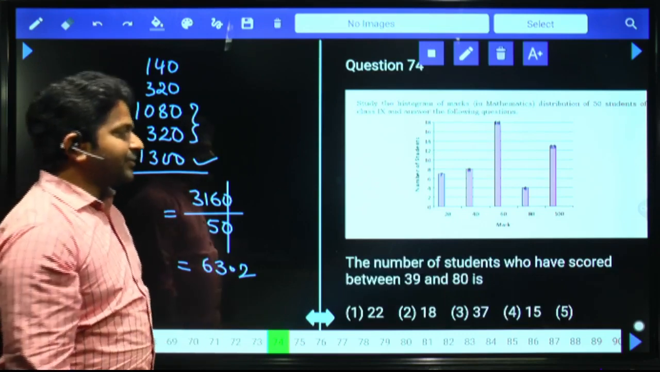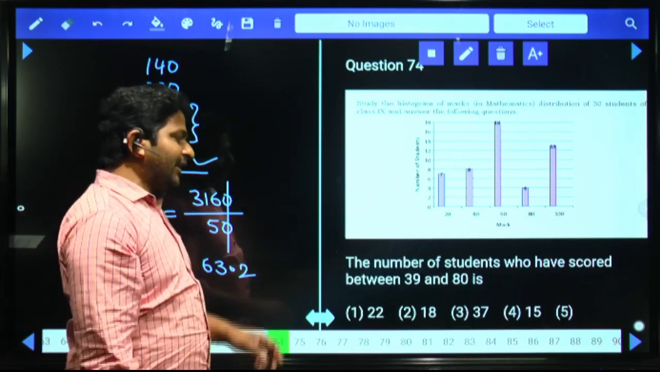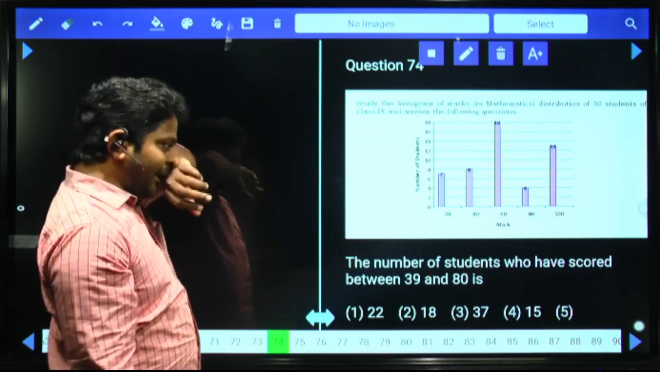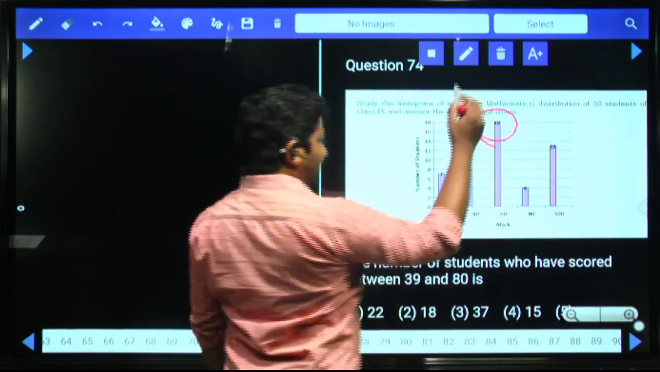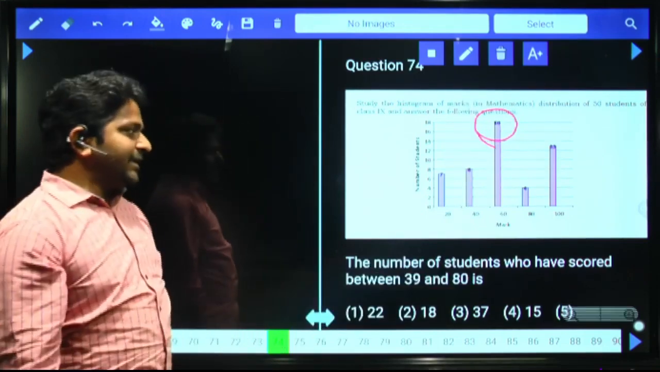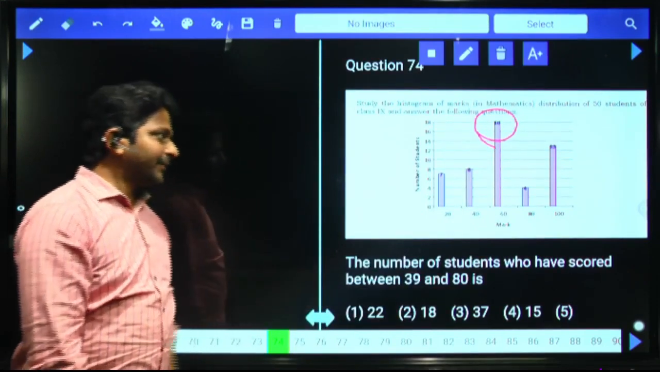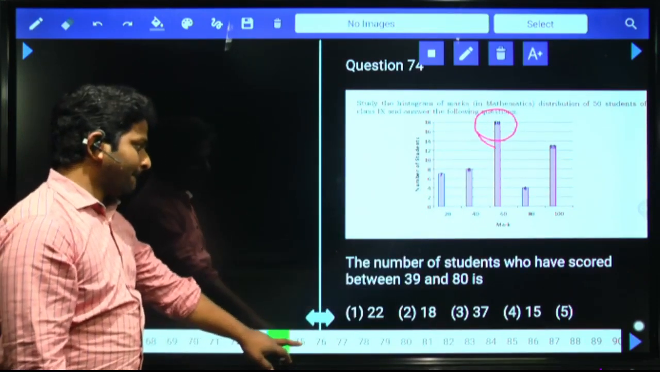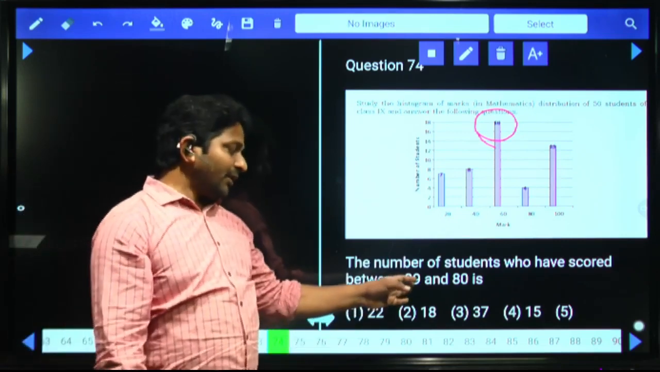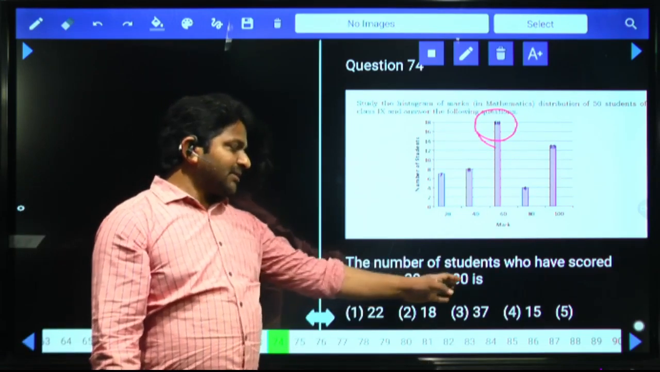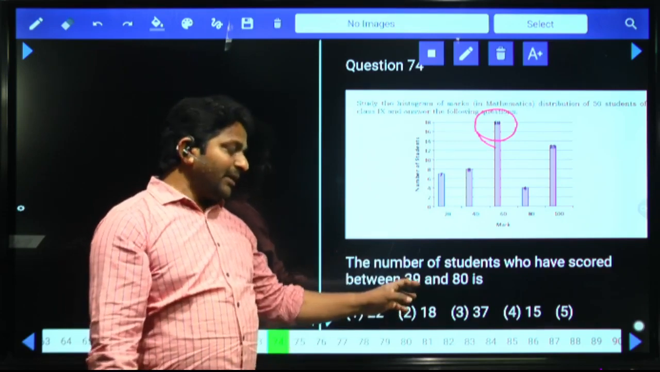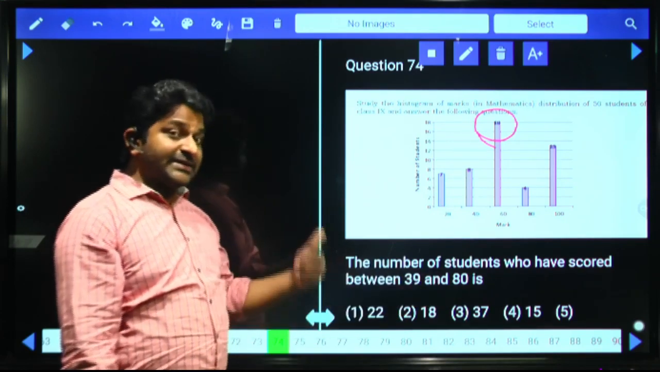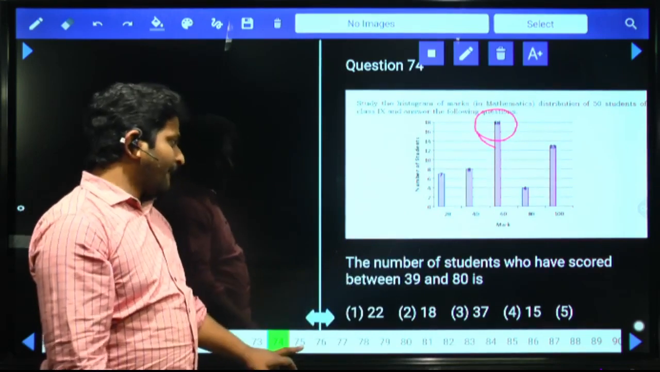Number of students who have scored between 40 and 80. Between in the sense, those who got between them. That is equal to 18 people. 18 people are there. Between means you cannot take 40 marks and 80 marks. It must be within the range. It cannot include 40 and 80, it is excluding them.